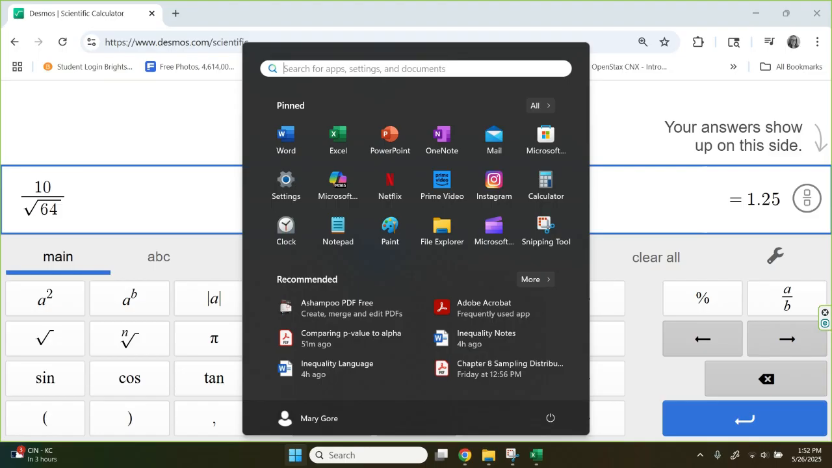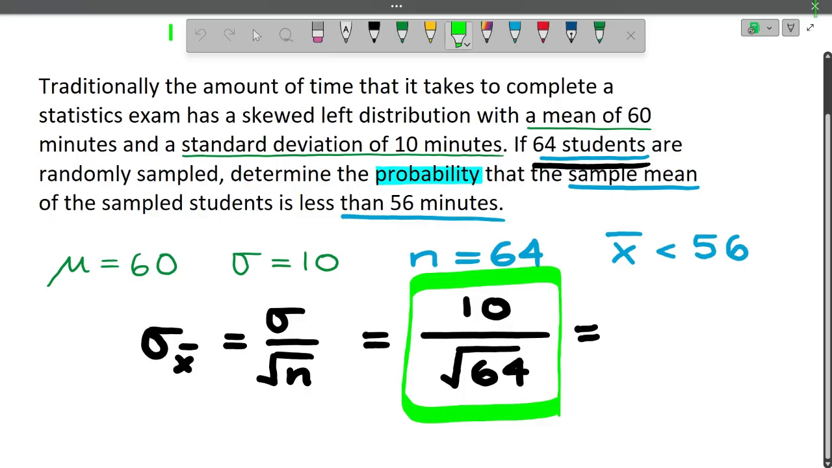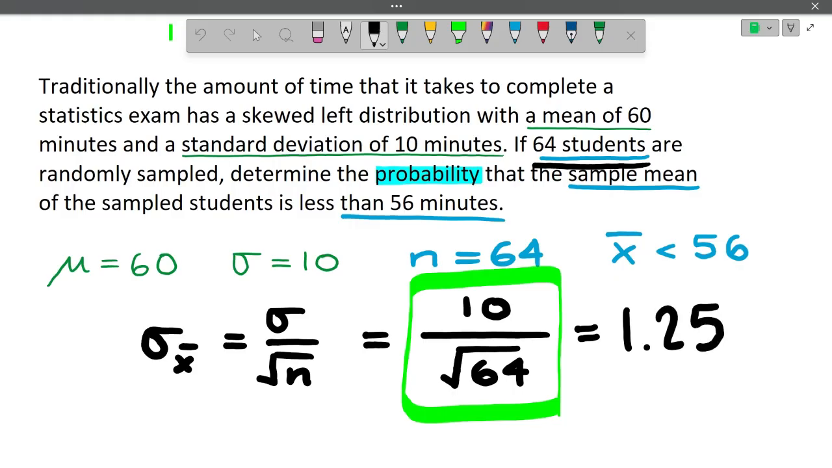So if I go back into OneNote, we now see that this value is 1.25, and that would be the standard deviation I would use in our guru to finish up this calculation. Again, this video is primarily on how to use Desmos to do some of these intermediate calculations you need to do before you can use our statistical software for our course, which is our guru.